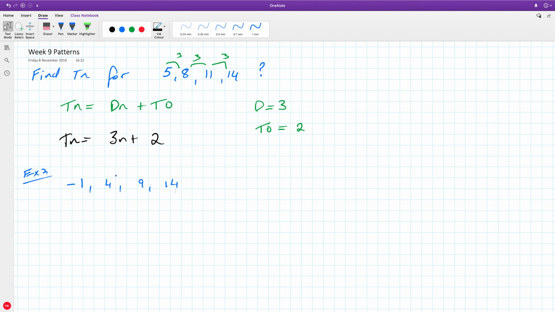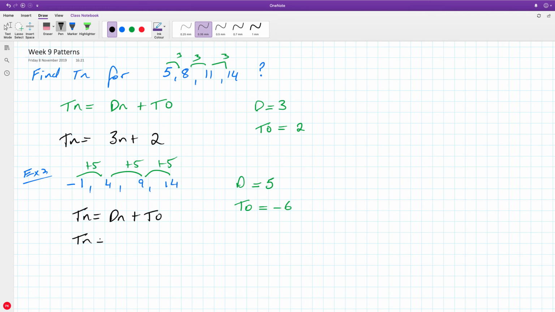First things first, we're going to find D. So, Julianne, what's the D? 5, exactly. Minus 1 to 4 is plus 5. 4 to 9 is plus 5. 9 to 14 is plus 5. So the difference is 5. Grace, do you know what T0 is? Close, minus 6. You're going 5 back from minus 1, so it's minus 6. So our formula was Tn is equal to Dn plus T0. Tn is now 5n minus 6, and that's our formula. We happy with that, guys?